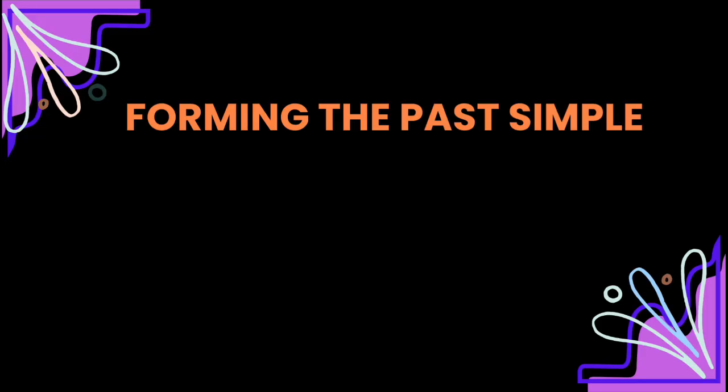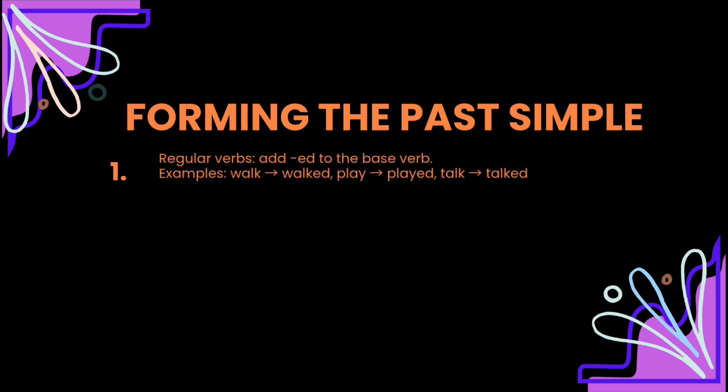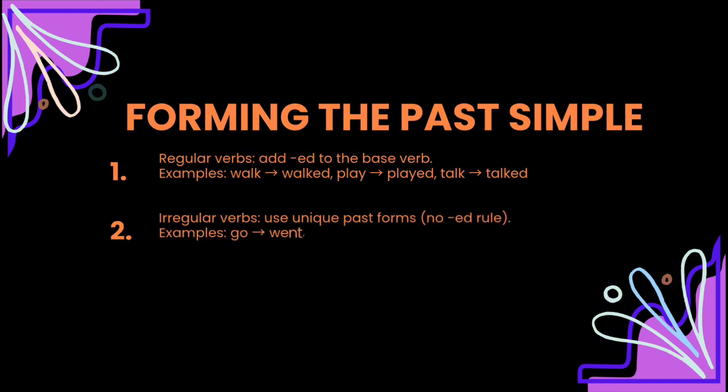Let's learn how to form the past simple tense. For regular verbs, we usually add ed to the base verb. For example, walk becomes walked, play becomes played, and talk becomes talked. For irregular verbs, we don't use the ed rule. Instead, they have their own past forms, such as go, went; have, had; and see, saw.